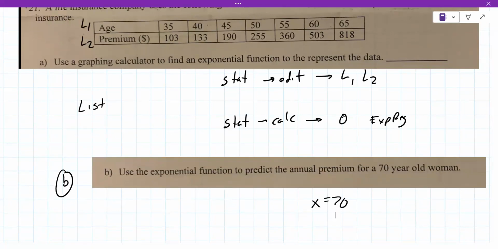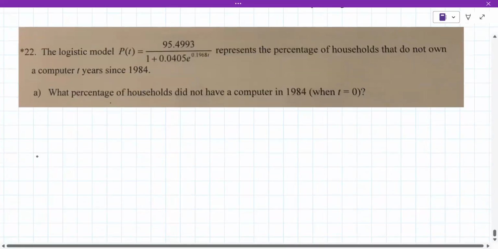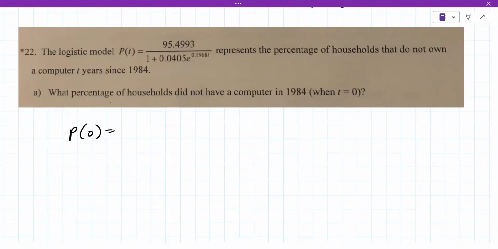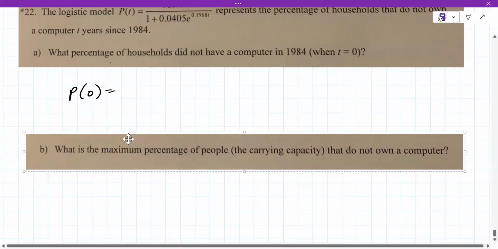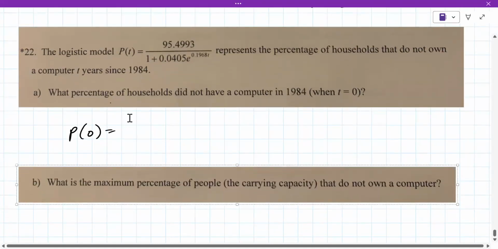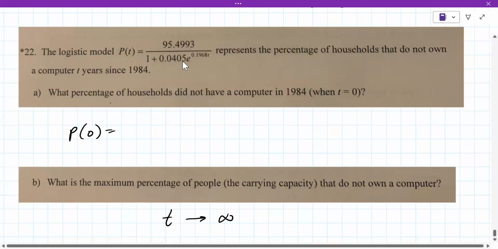All right, for 22A, to do part A, you have to find P of 0. I'll just leave it at that. To do part B, what you're doing is figuring out what happens as t gets really, really large. And to do this, you have to think about what happens.